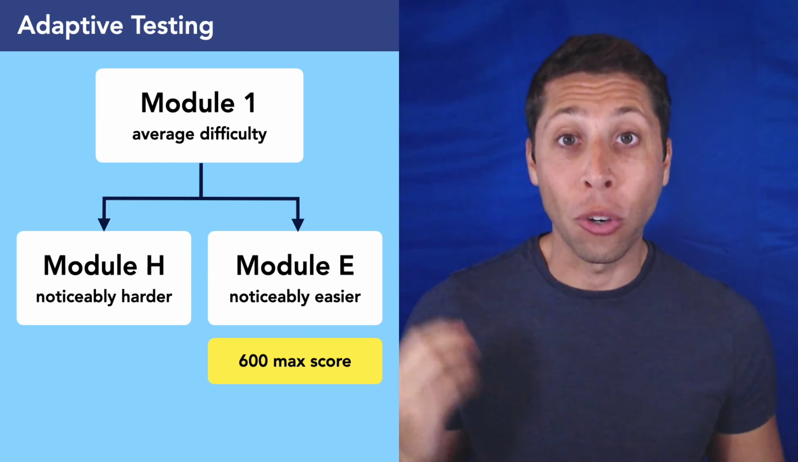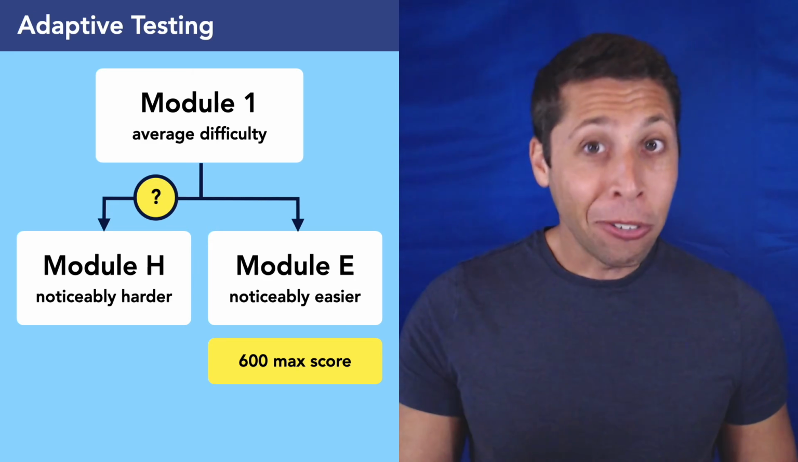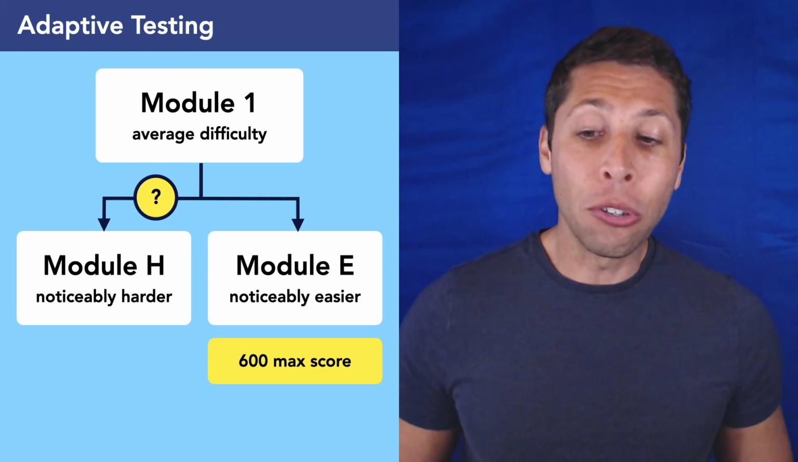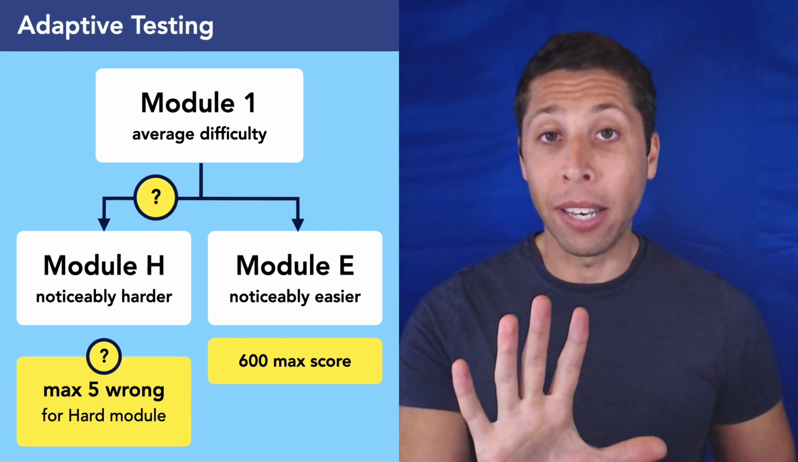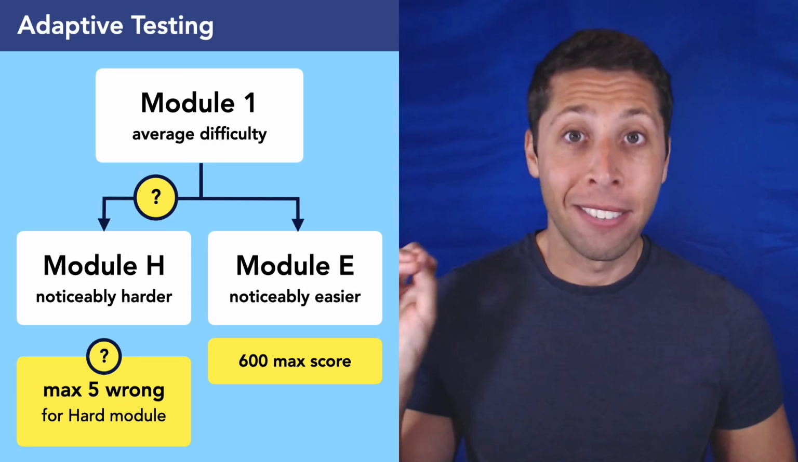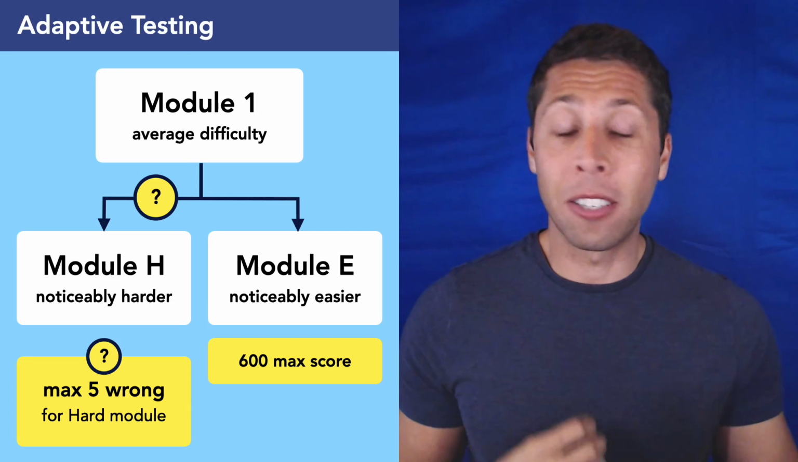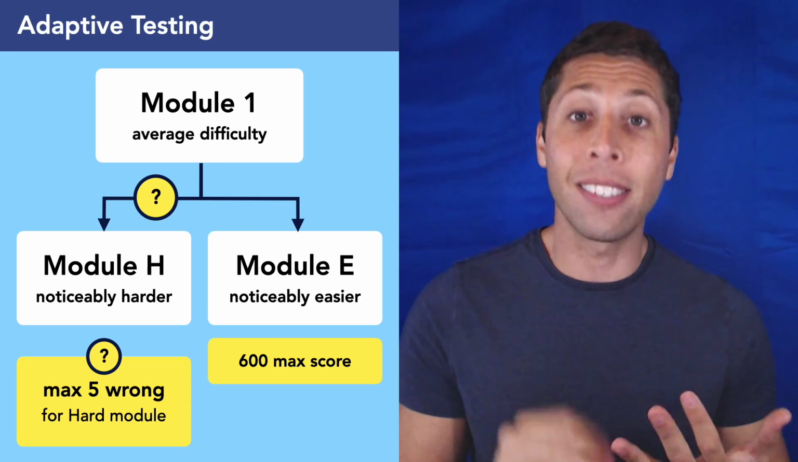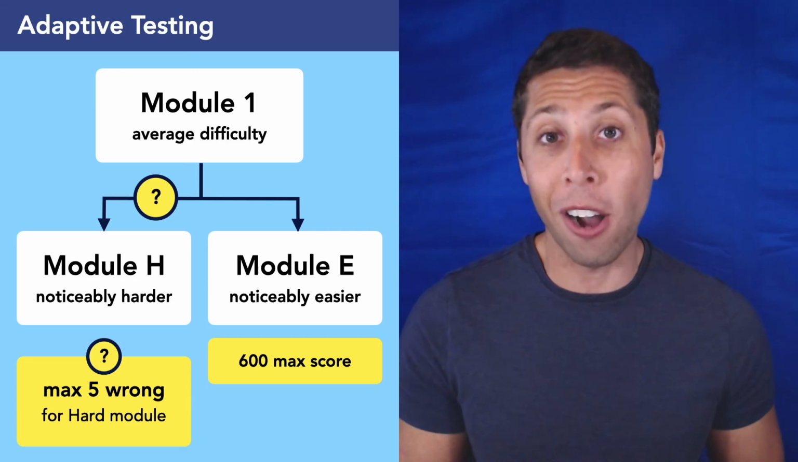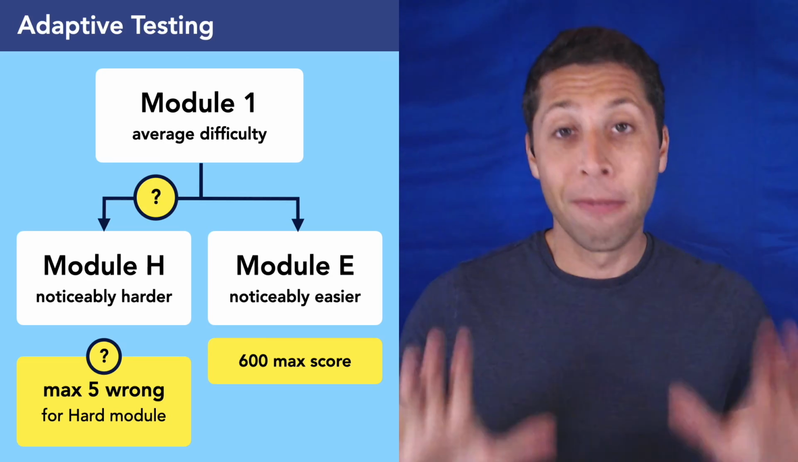And that's the big question. What does it take to get placed in that hard module? After these experiments that I've done, my conclusion is that at most, you can get 5 wrong in module 1 and still get placed in the harder module for module 2. Now, it varies depending on the test, depending on which ones you get wrong, so it's not a simple answer, and sometimes you can get 6, 7, 8, or even 9 questions wrong and still get placed in that hard module. But to play it safe, 5 is your limit.